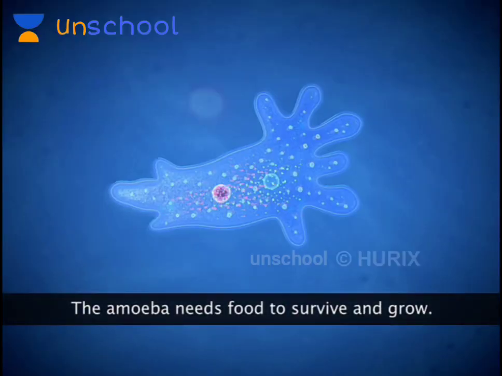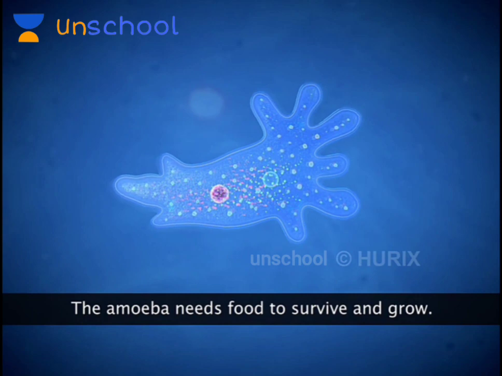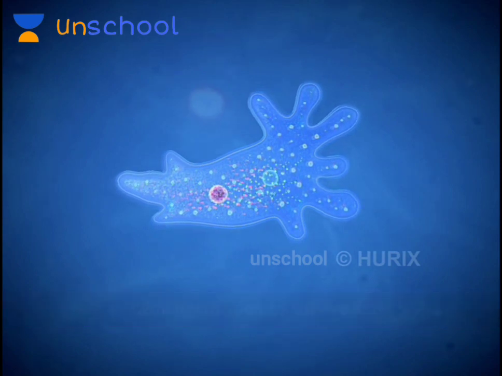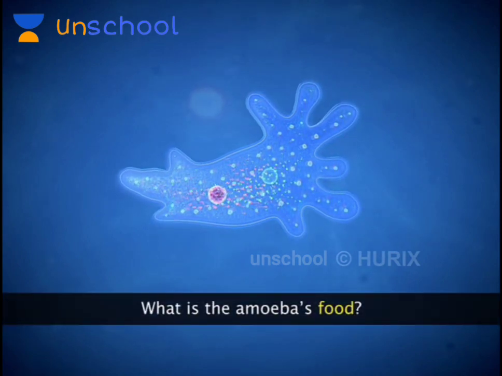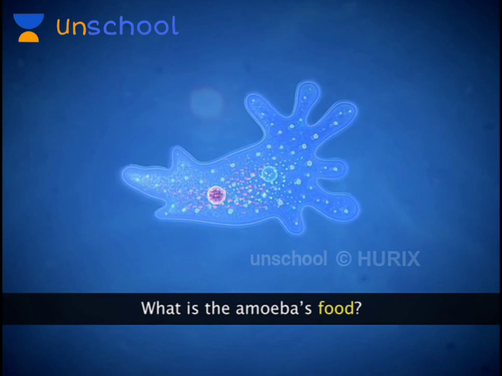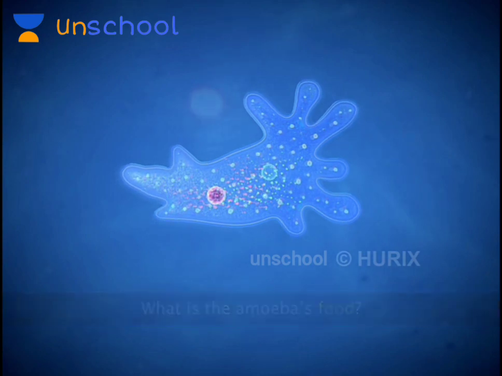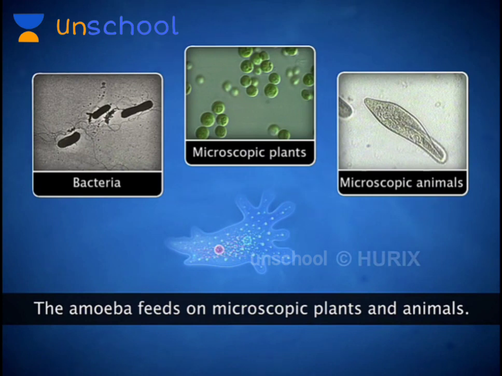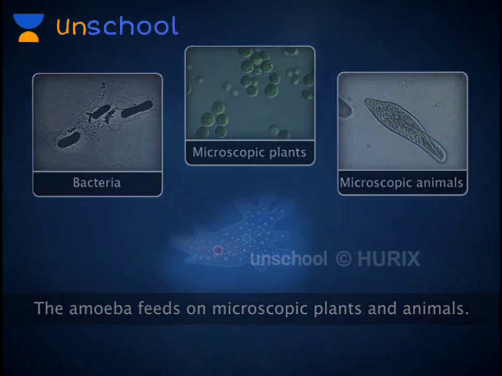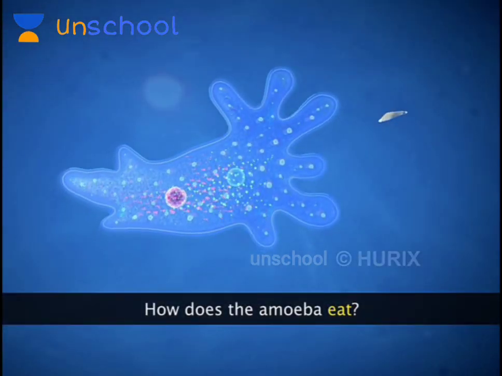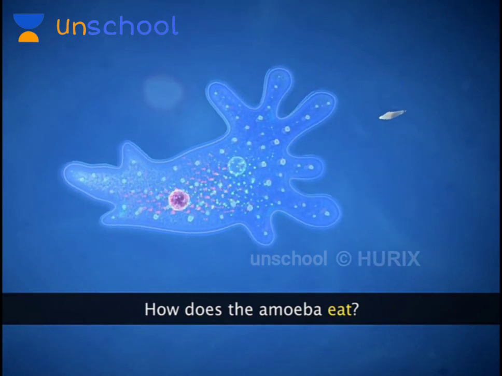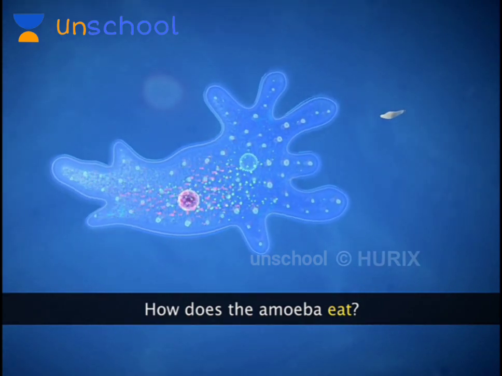Being a living organism, the amoeba also needs food to survive and grow. What do you think this little blobby creature feeds on? The amoeba feeds on anything smaller than itself, such as bacteria, microscopic plants, and animals. But without a mouth, hands, or eyes, how do you think the amoeba can eat?